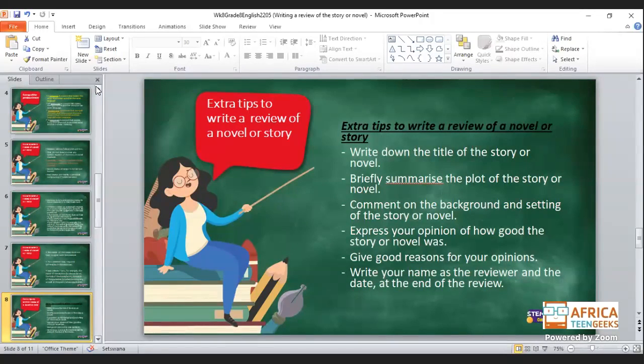So, extra tips to write a review of a novel or a story. First things first, remember, write down the title of the story or the title of the novel. I think that really is simple enough. And when you write down the title of the story or the novel, you should also write the name of the author. Let me demonstrate this with an example right now on the slide.